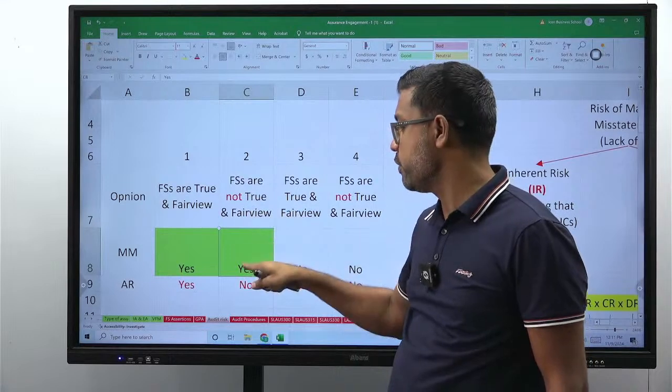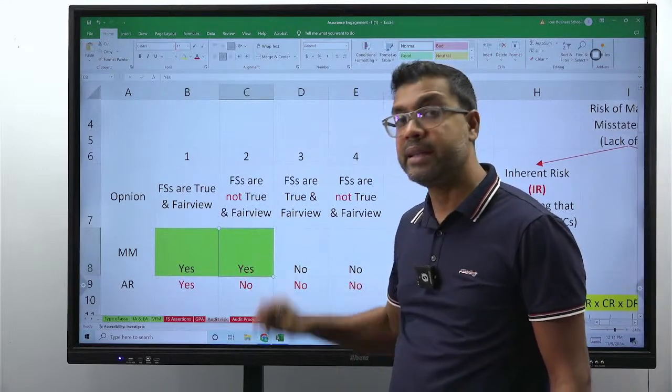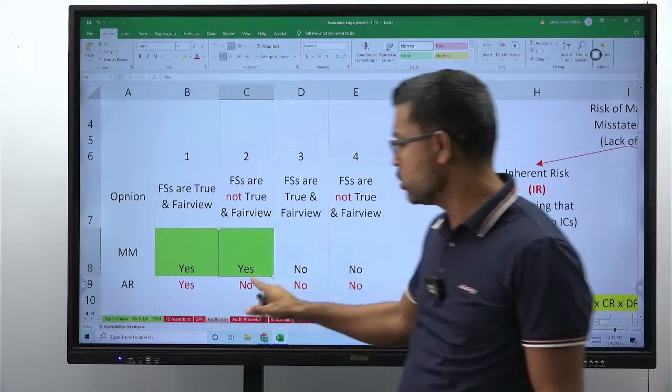Financial statements are not true and fair view. At the same time, you can see material misstatements are there. Yes. There is no audit risk.